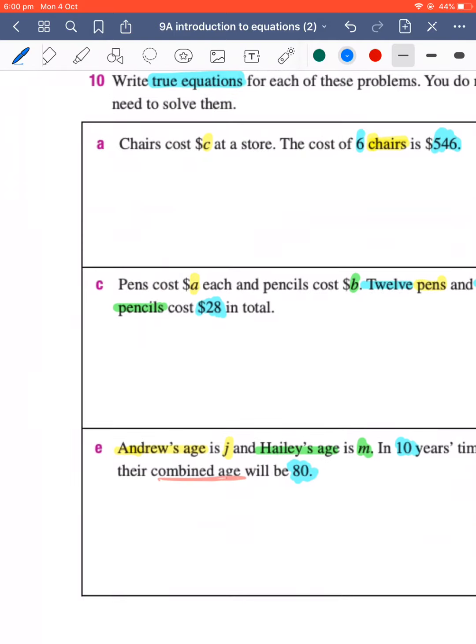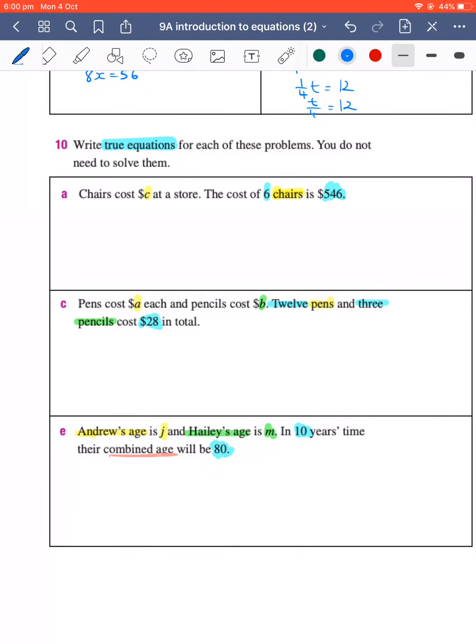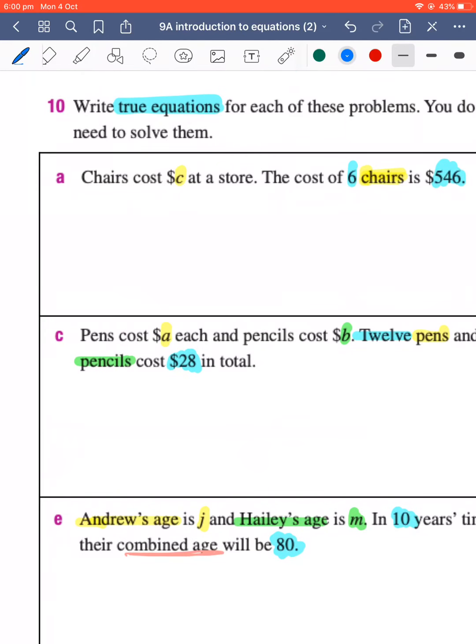Okay, question number 10, and then we are done. Write the true equations for each of these problems. And again, we're not focusing on solving them. First thing I've done is I've just highlighted any particular numbers and letters which I think might be important. So first of all, I've got some chairs, and I don't know how much they cost. They cost some amount of money. So we're going to give it a pronumeral of the letter C.